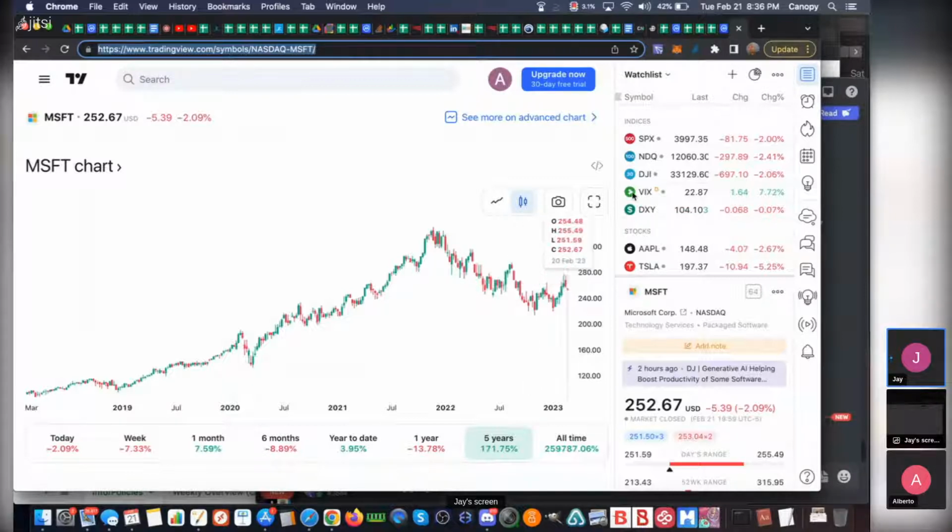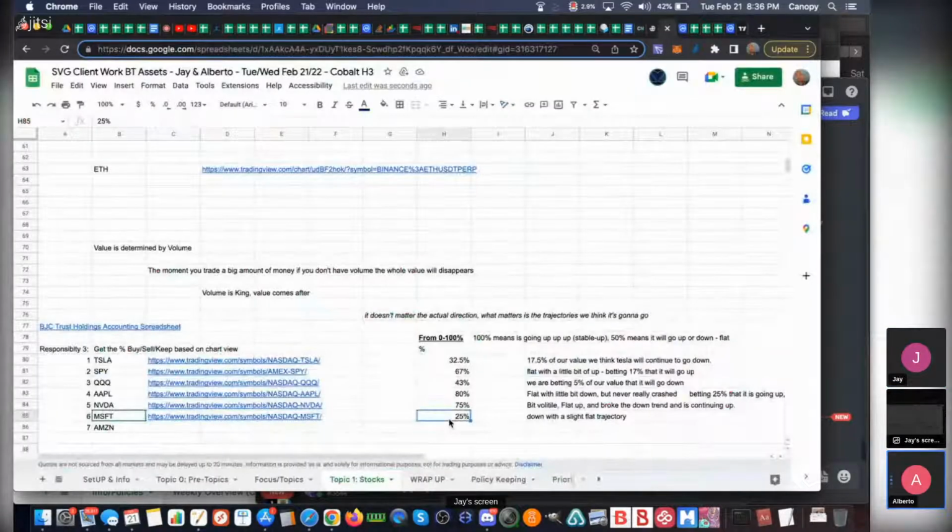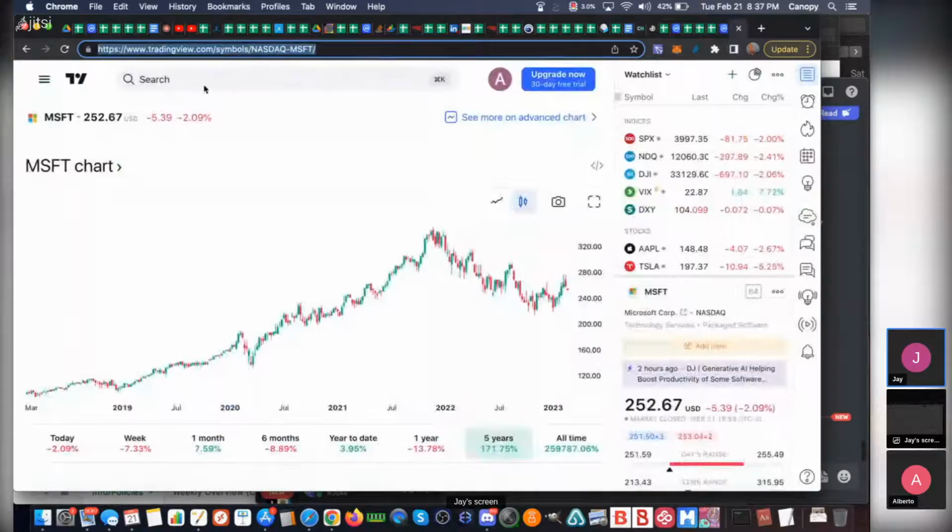So we could say like 40%, 30%, 45%. Yeah, I mean, I think if we give 32.5 to Tesla, we need to give something higher to Microsoft, like 40 at least. Yeah. All right, 40%. So last but not least, Amazon.